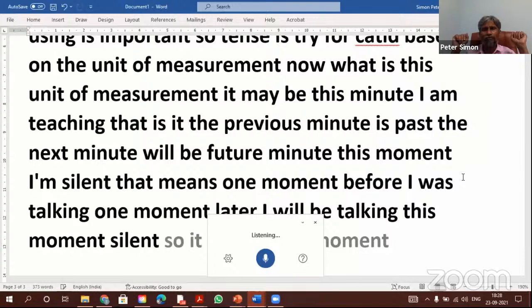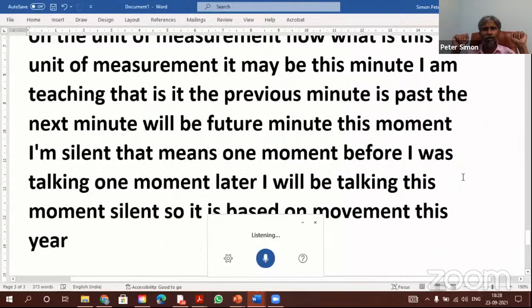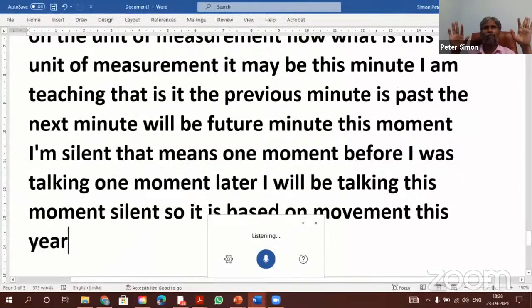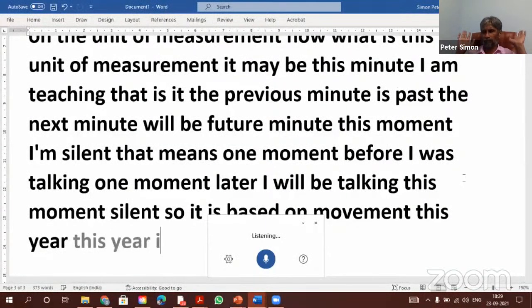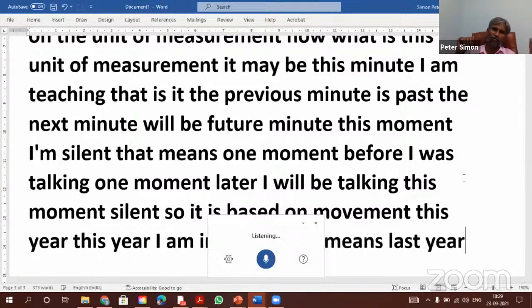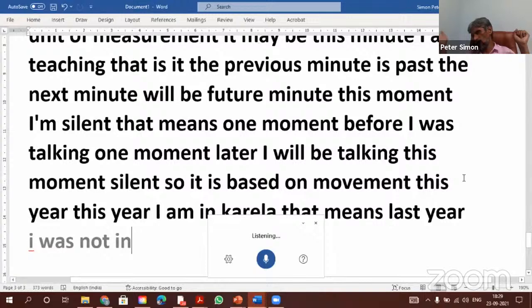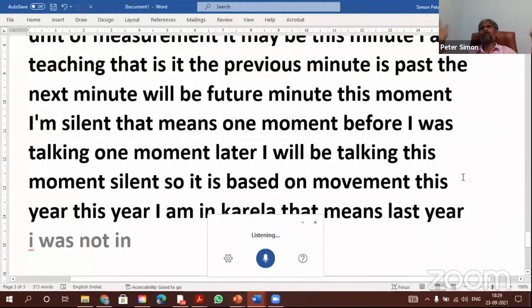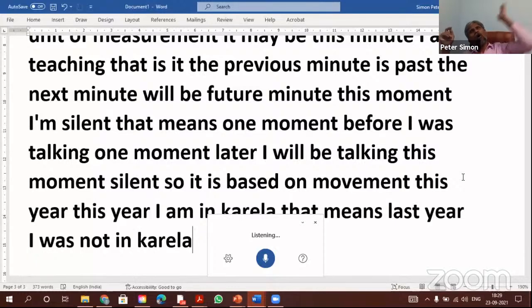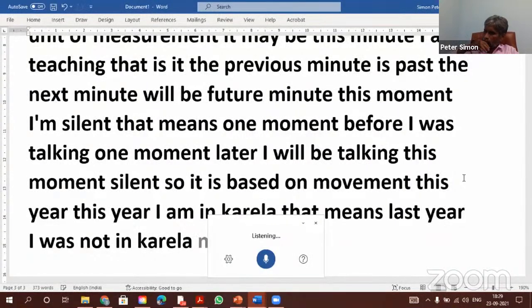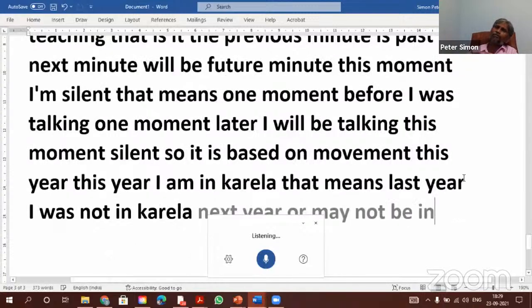This year, I am in Kerala. That means last year, I was not in Kerala. Next year, I may not be in Kerala. So this year, last year, next year, last and before, all the years before, past. All the years after, future.